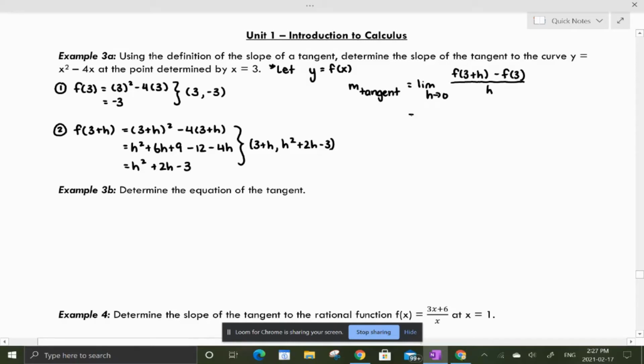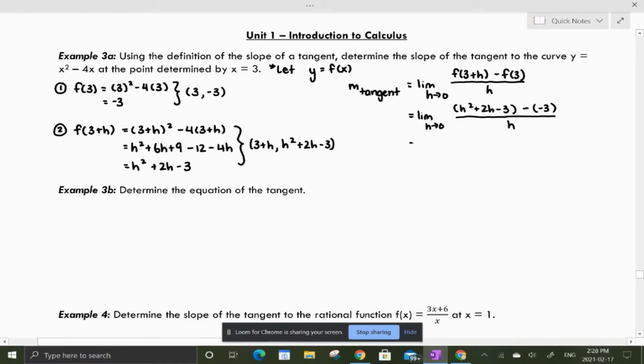That's why I did all of that expanding and simplifying on the side, so it makes it a little bit easier for us to solve the limit. So I'm going to end up having h squared plus 2h minus 3, and then minus negative 3. Be aware of your signs here, all over h. Now I'm going to simplify. Don't go in right away and start plugging in h equals 0. Simplify first. See if you can cancel some things out.